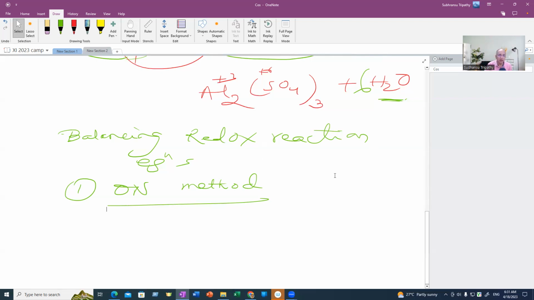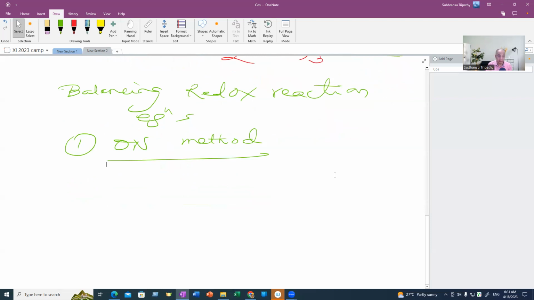So what is the concept behind this ON method? It is very simple. I'm just taking the example I just did: ammonia reacting with oxygen, giving you nitric oxide plus water.